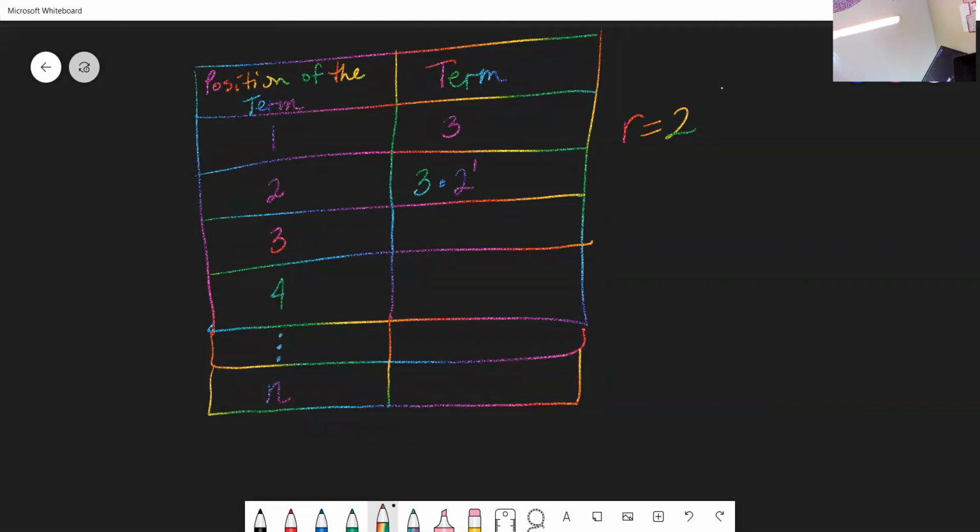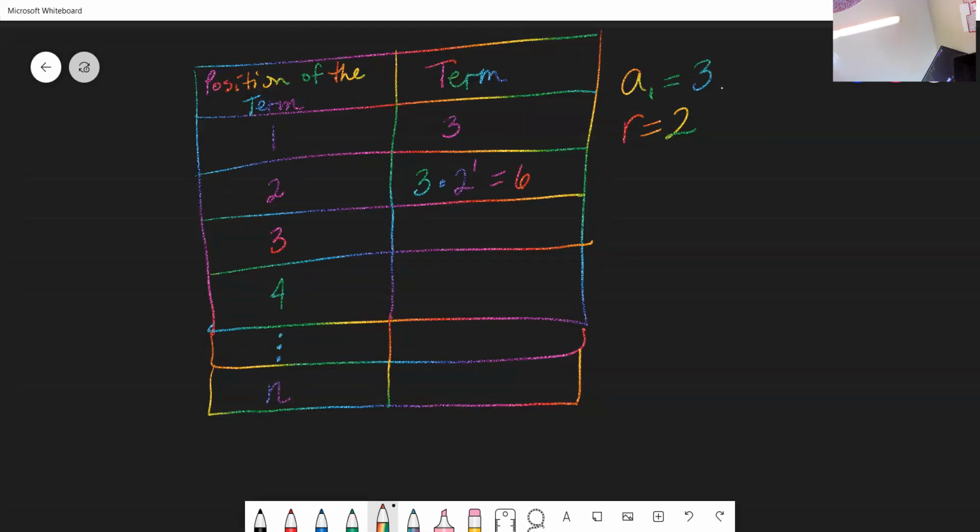And remember, if you have a variable with no constant in front of it, what is the understood coefficient? 1. If you have a variable or a number with no exponent, what's the understood exponent? 1, right? So we have to remember those, that really when we're defining that second term, we're just multiplying 3 times the ratio at an exponent of 1, which gives us 6. So this is our given.